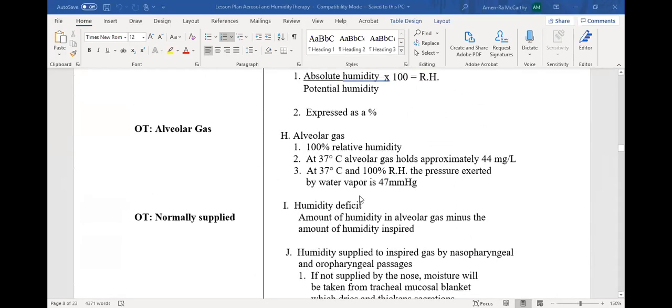And what can happen if you don't have humidity. It's a domino effect. You would think something as little as not having humidity wouldn't be that bad, but having no humidity in the airway can cause detrimental responses, okay?